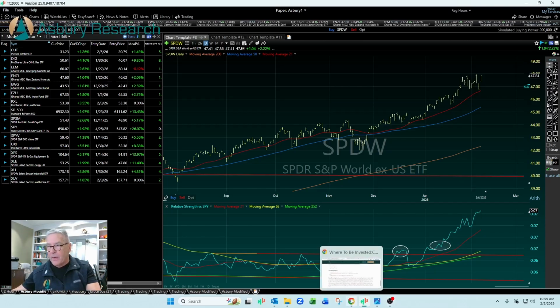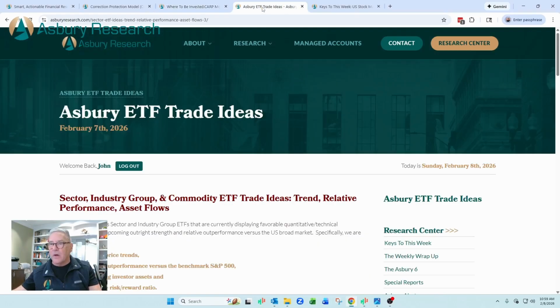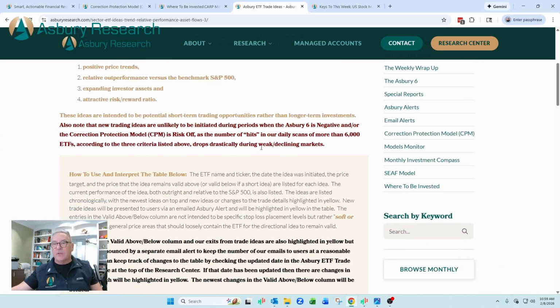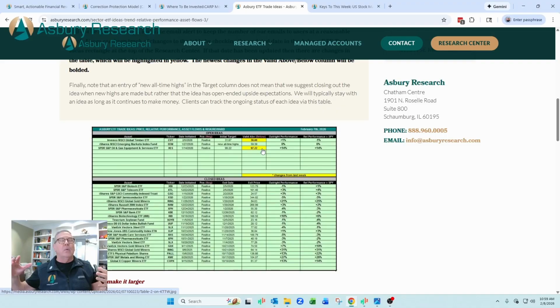Let's move back here. And the next thing we're going to look at is our ETF trade ideas. So these are trades, as the name suggests, rather than investments. What we try to do with Asbury Research is to put a bunch of different tools out there. CPM is defensive. A6 is an indicator. CEF is a sector rotation alpha generator. A lot of different ideas so people can pick what they're most interested in.